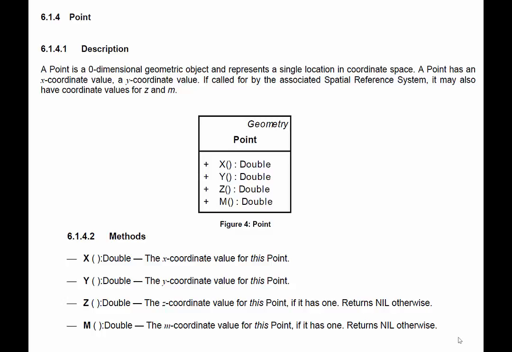Z, unsurprisingly, is elevation. M, does anybody know what M is? It's precision, basically, I think, if I remember correctly. Precision, yeah. So it's a measure of precision.